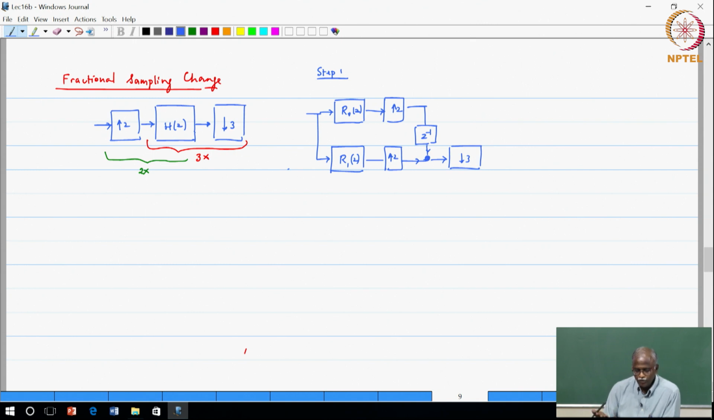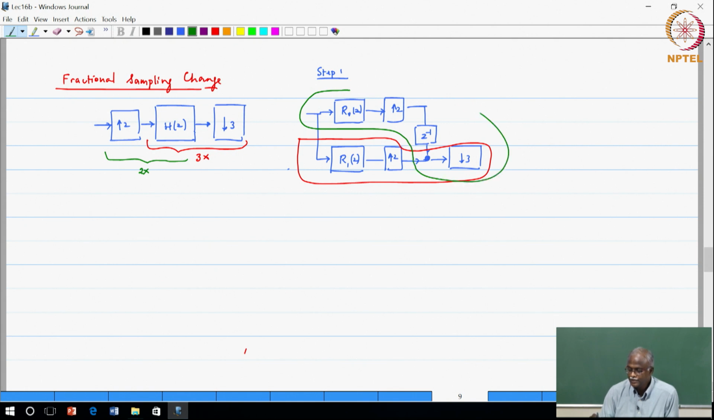Okay. Now, the goal is, if I want to get a factor of 6, that means the decimator has to move all the way to the left. So, let us take 2 cases. Let us take the case where you take the lower branch as step 2 and then you take the upper branch as step 3. Okay. So, step 2 is straightforward. Let me just request you to fill in the details of step 2.